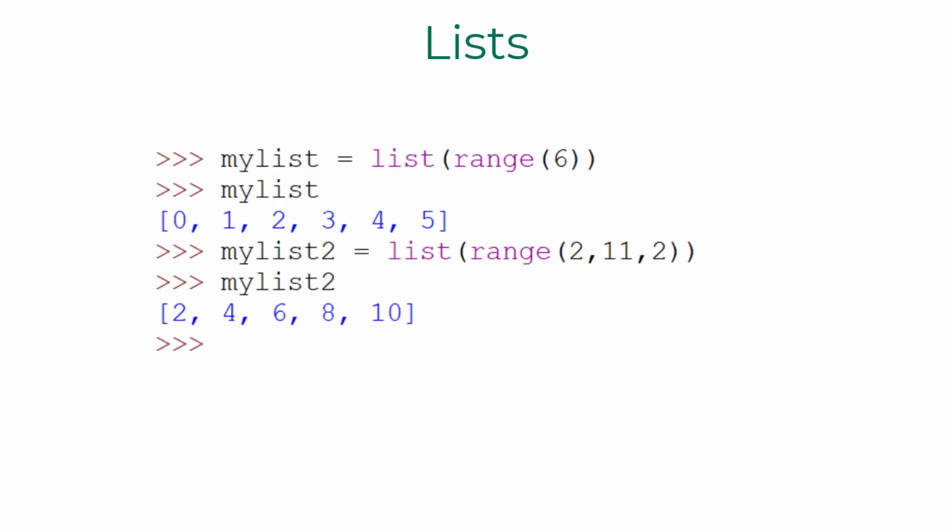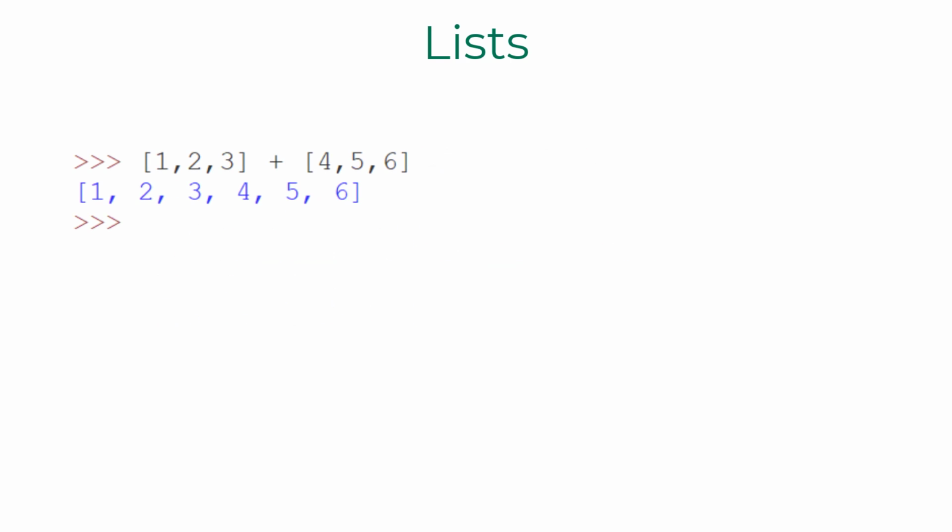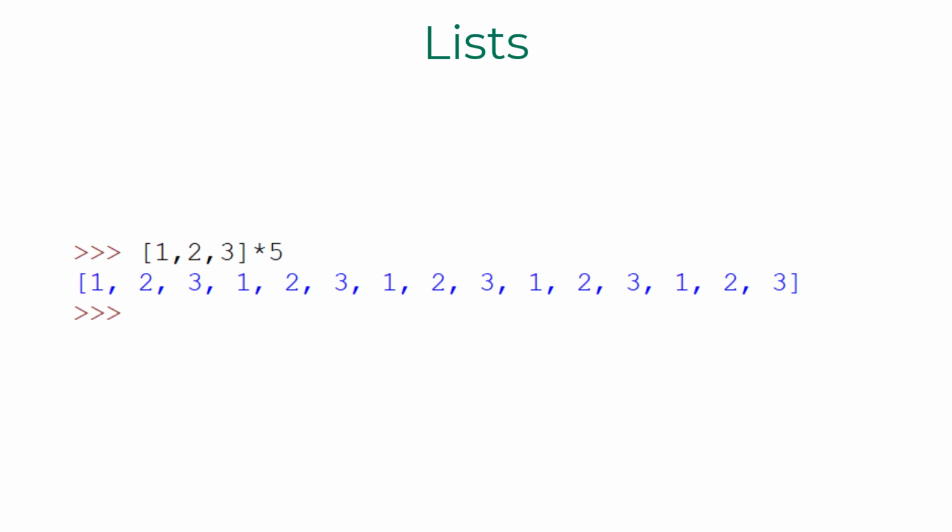Now let me show you a couple of cool features of lists. If you use the addition operator on lists, it would concatenate the lists together, meaning it will combine both lists into a single list. If you use the multiplication operator on a list, Python would actually repeat the list that many times. If I wanted to create a list with elements 1, 2, 3 repeating 5 times, I would do it this way.